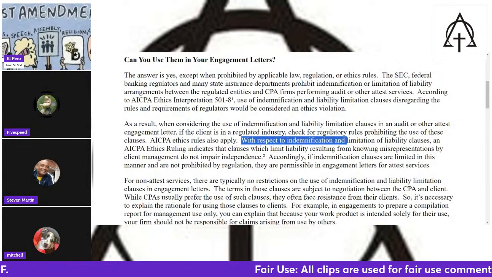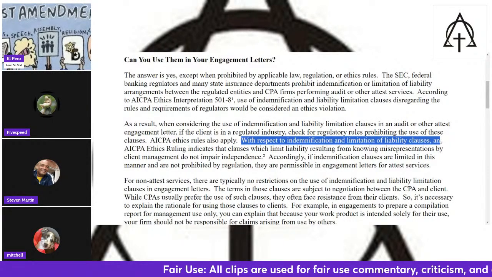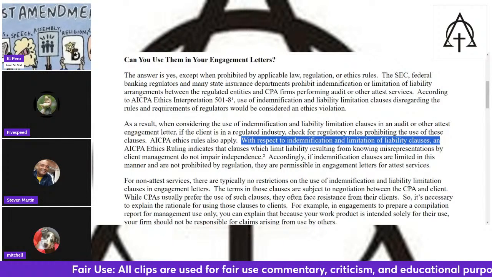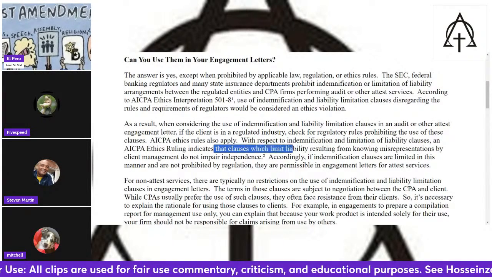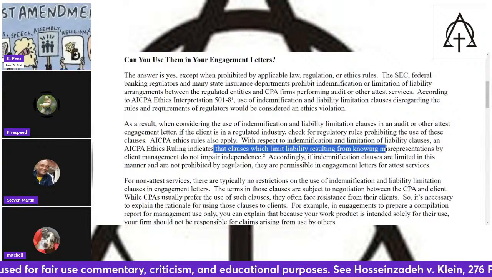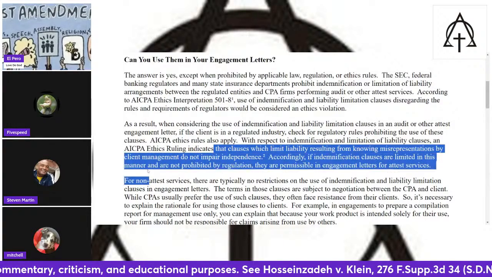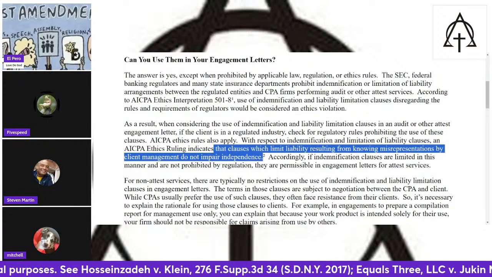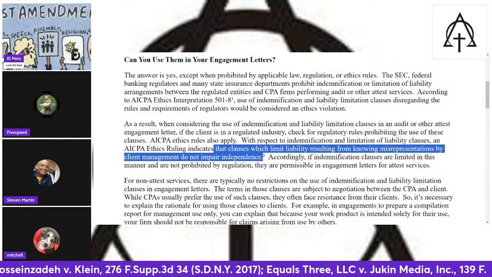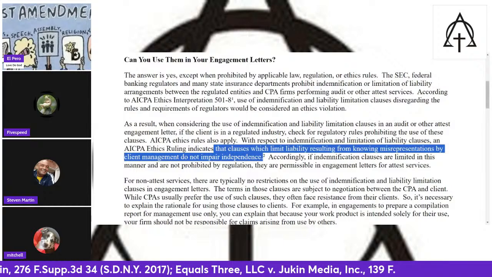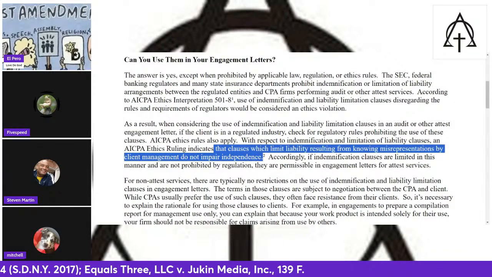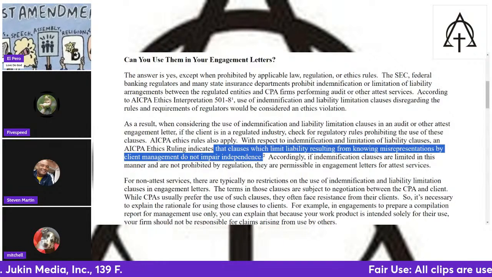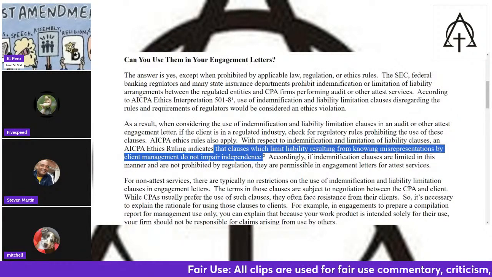With respect to indemnification and limitation liability clauses, an AICPA ethics ruling indicates that clauses which limit liability resulting from knowing misrepresentations by client engagement do not impair independence. This is saying that if you don't know, then you just don't know. You can still go on with that agreement. But once it becomes known, you have that severability without liability still. And that's their thing.